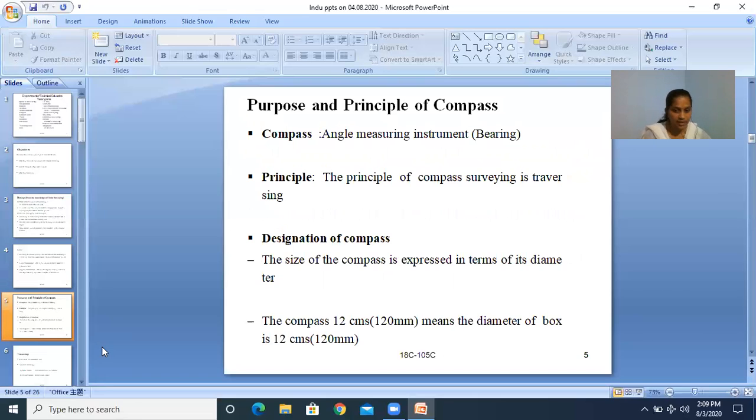Angular measurement instrument. Okay. Then coming to the introduction of compass survey. Why are we selecting compass surveying? Hope you all understood. To measure the angular measurements, we need an angular measuring instrument. The first simple instrument we can use to measure angles is the compass. Then coming to the introduction.